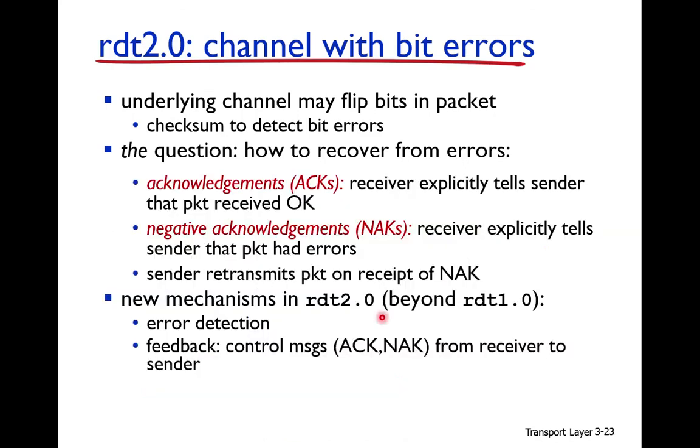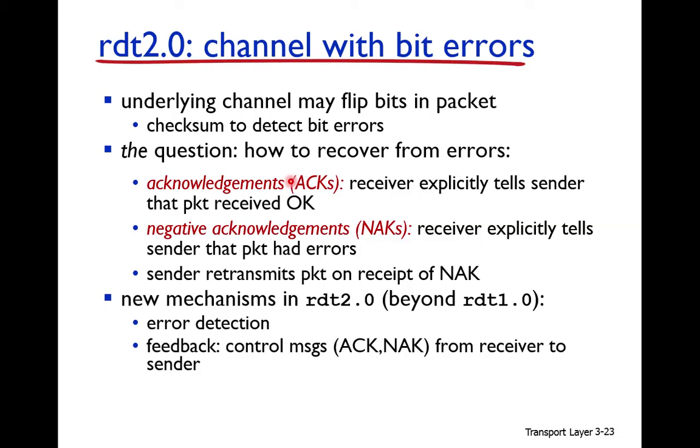So if the underlying channel can have bit errors, what should we do? We should have three things. First of all, there should be an error detection mechanism. And then there should be feedback. When the receiver receives the data correctly, error free, the receiver should explicitly tell the sender that the packet is received. How is it sent? The receiver should send an acknowledgement to the sender.